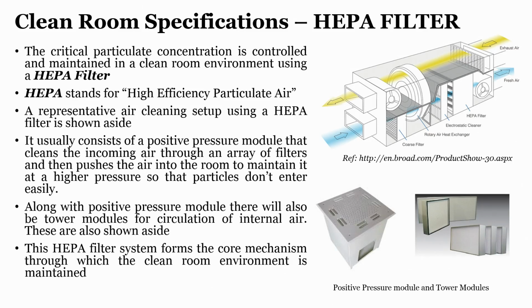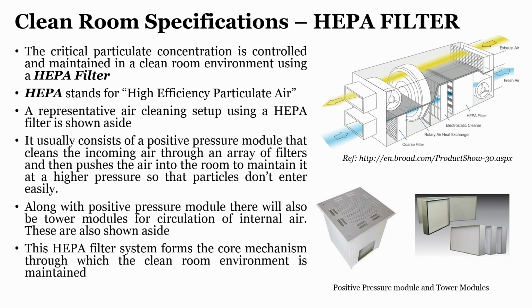A representative air cleaning setup using a HEPA filter is shown here. You can see this particular system, right, where there is a coarse filter, there is a rotary air heat exchanger, there is an electrostatic cleaner, there is a HEPA filter, and there is fresh air and exhaust air. So, this is the circulation of the air. And if you talk about positive pressure modules and our modules, it looks like this. We will actually see these modules in the lab class.